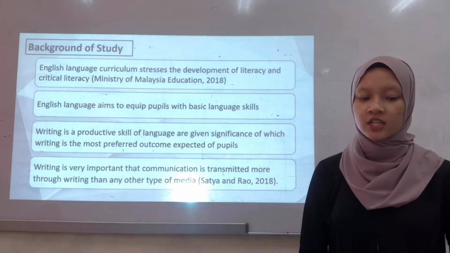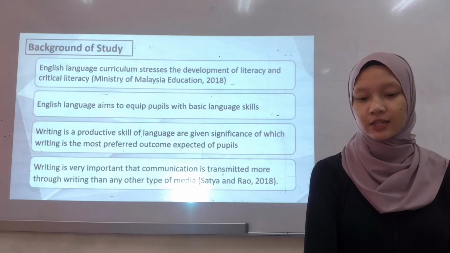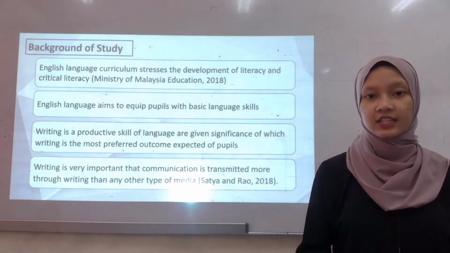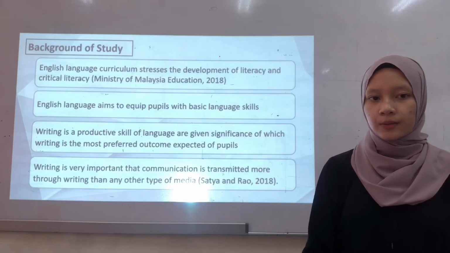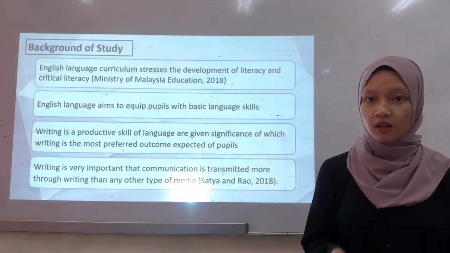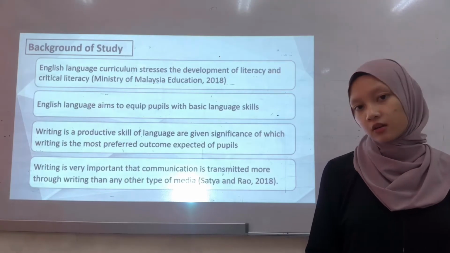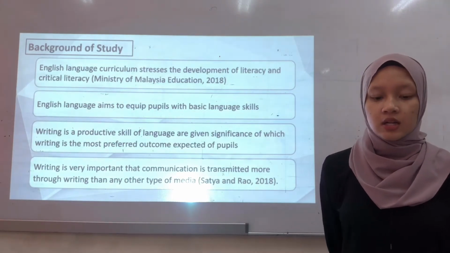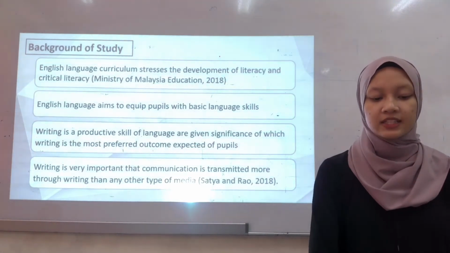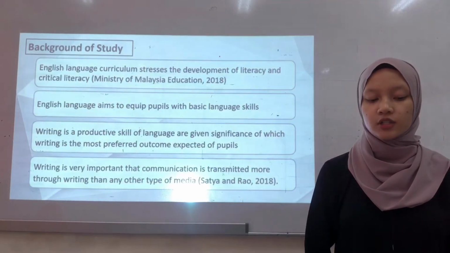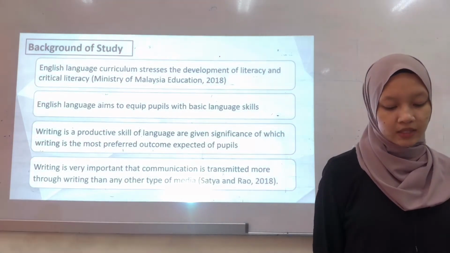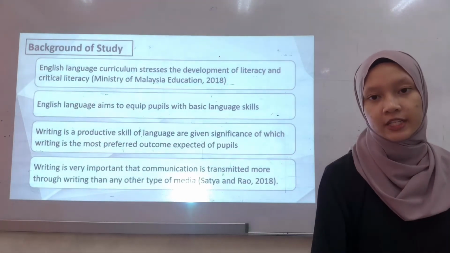This is because the English language aims to equip pupils with basic language skills that consist of 4 skills, which are listening, speaking, reading, and writing skills. Writing is a productive skill where an individual can share their thoughts and ideas with other people to achieve the purpose or the objectives of interaction. It is also given significance, as writing is the most preferred outcome expected of pupils. Writing is very important, as communication is transmitted more through writing than any other type of media. So, pupils need effective writing skills to meet their academic needs and workplace requirements.